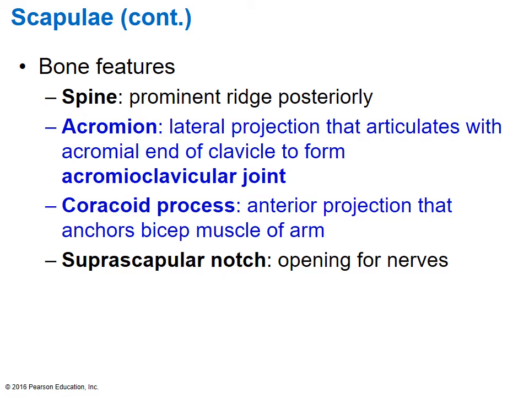So here's the explanation of the acromion. It's going to be the part of the scapula that actually connects to the clavicle, and it will help you form your acromioclavicular joint. And the coracoid process will be an attachment point for your bicep muscles.